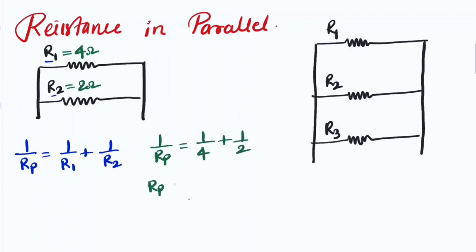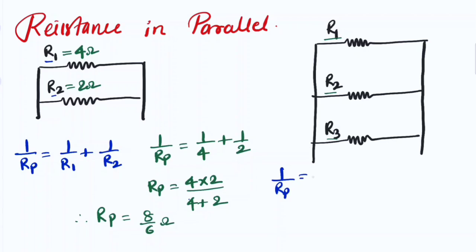The shortcut is, you just need to multiply this: 4 into 2 upon 4 plus 2. So therefore my Rp will be 8 by 6 ohm. Okay. For three resistances, if it is R1, R2 and R3, the formula is again the same.